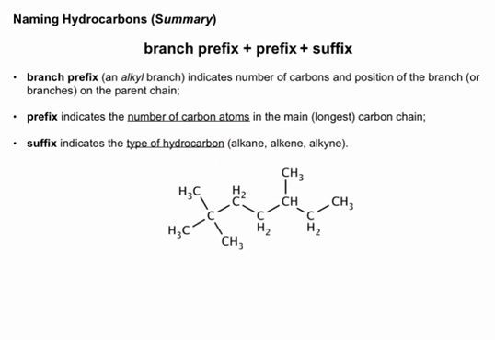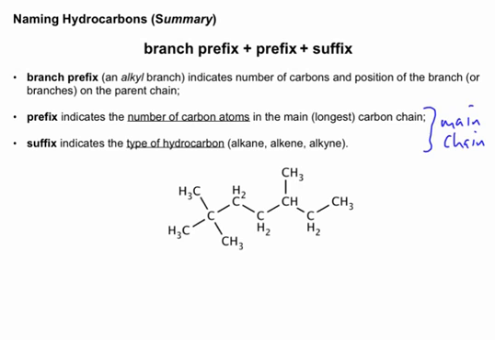Alright, there's the summary. Branch prefix. So if you have branches, they're going to have a prefix, and it's an alkyl branch. The prefix indicates the number of carbons in the branch. You're going to have a prefix and a suffix for the parent molecule. So again, this is the main chain or parent, longest chain. And so you have 2 components: the prefix indicates the number of carbons, the suffix indicates the type of bonding.